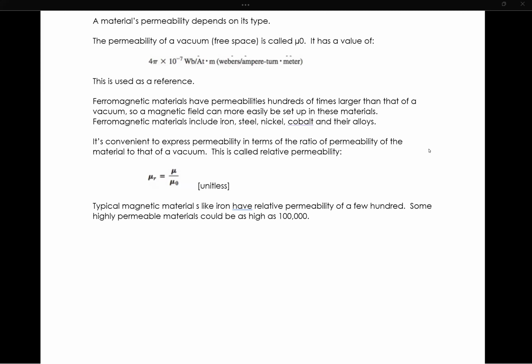Okay, now we're going to learn something that is the easiest part about magnetic circuits. And all it is is relative permeability. So this is our formula for relative permeability. Let's remember this part. This is pretty easy, okay? This is relative permeability.